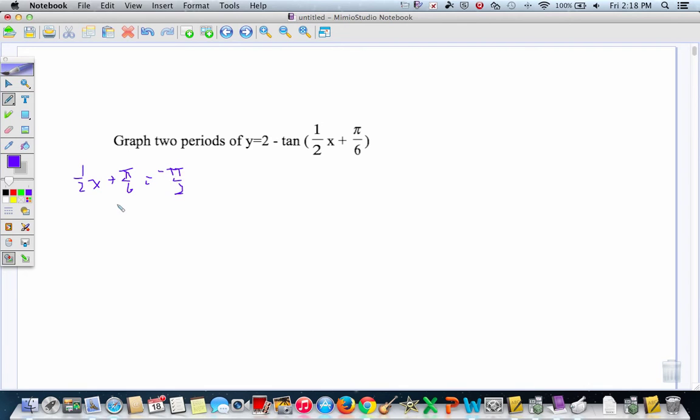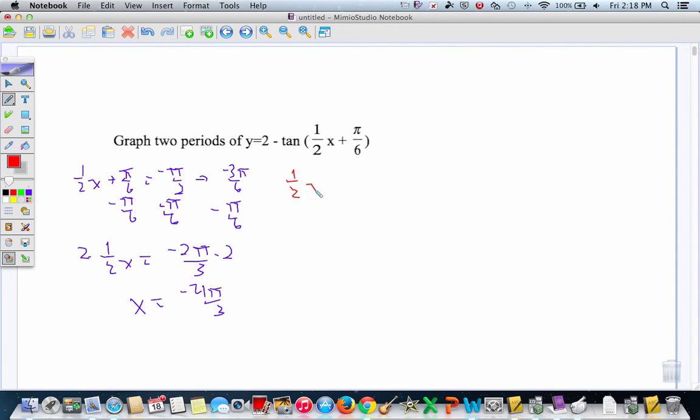We're going to zip through this. 1/2 x plus pi over 6 equals negative pi over 2. Subtract pi over 6. Common denominator is 6, so negative 3 pi over 6 minus pi over 6. 1/2 x equals negative 4 pi over 6, which is negative 2 pi over 3. Multiply both sides by 2, and x equals negative 4 pi over 3.